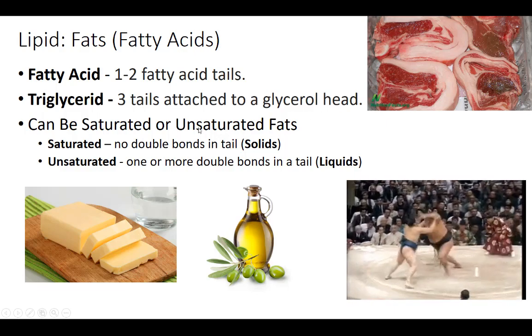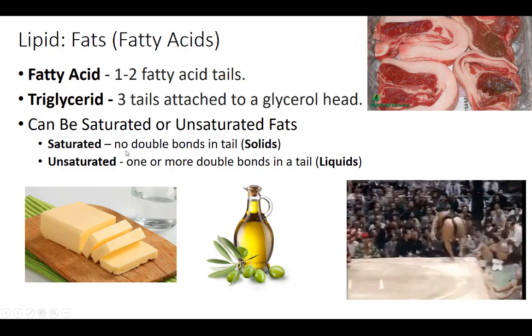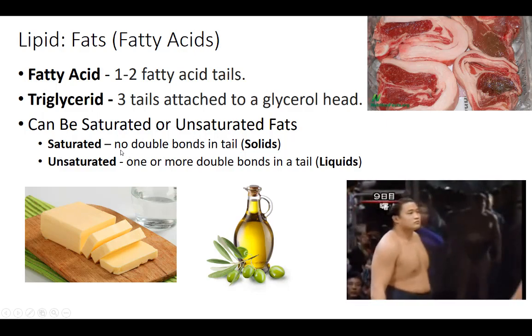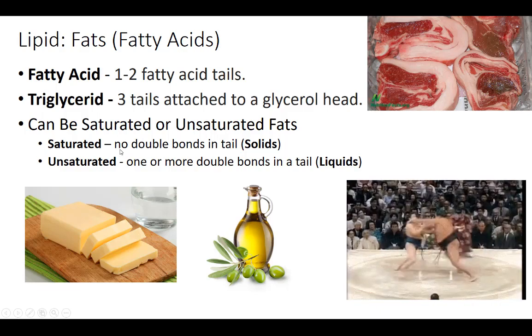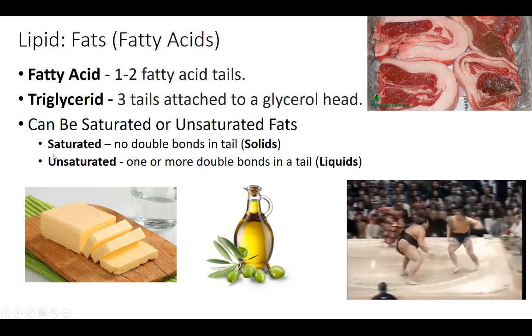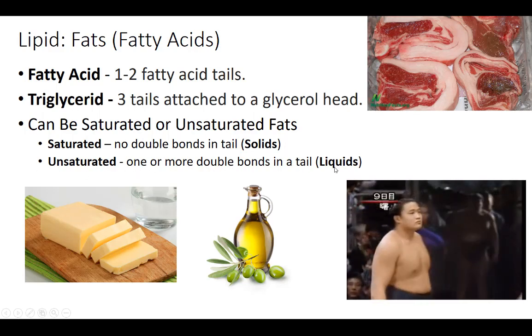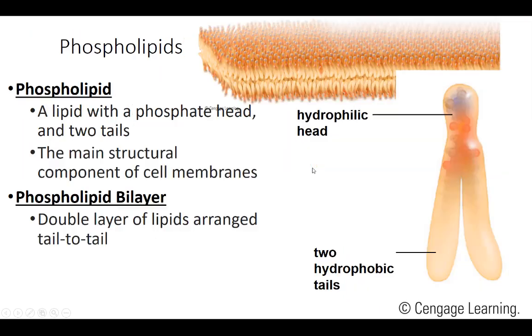So what's the difference between saturated and unsaturated fats? Well, remember when we talked about those double bonds versus the single bonds in the tails? A saturated fat has no double bonds in its tails. An unsaturated fat has at least 1 or more double bonds in its tails. So how does that make a difference? Well, think about this.